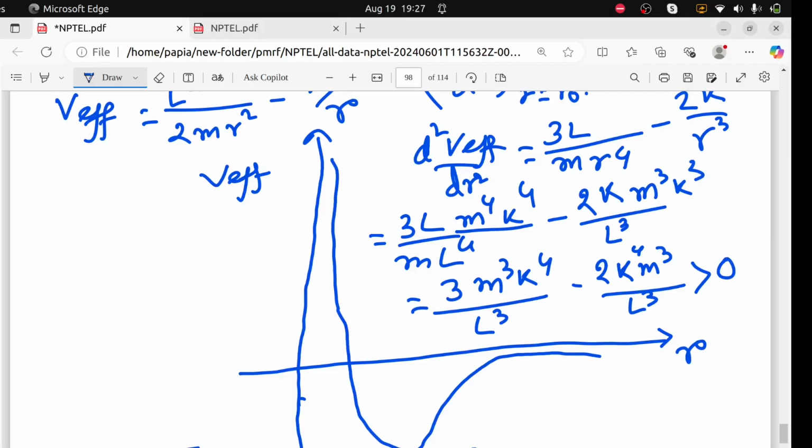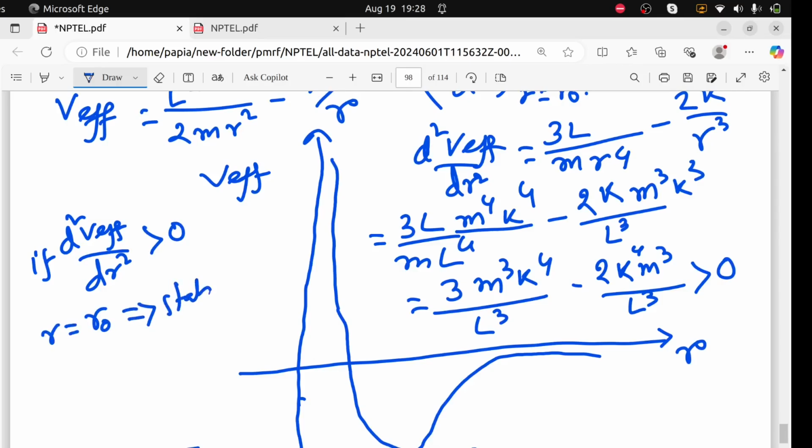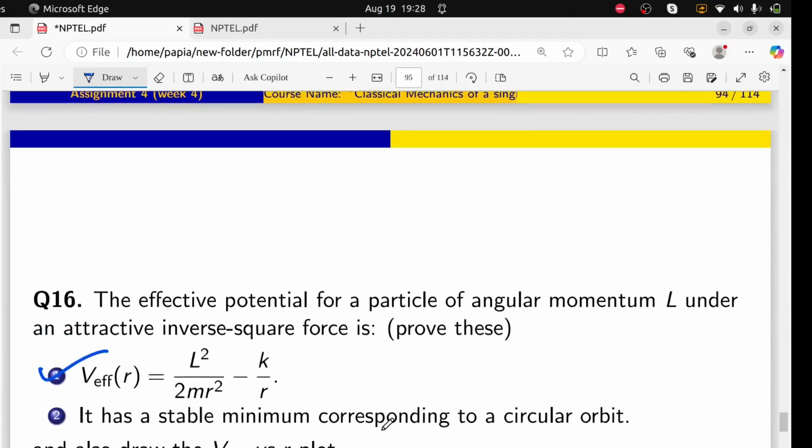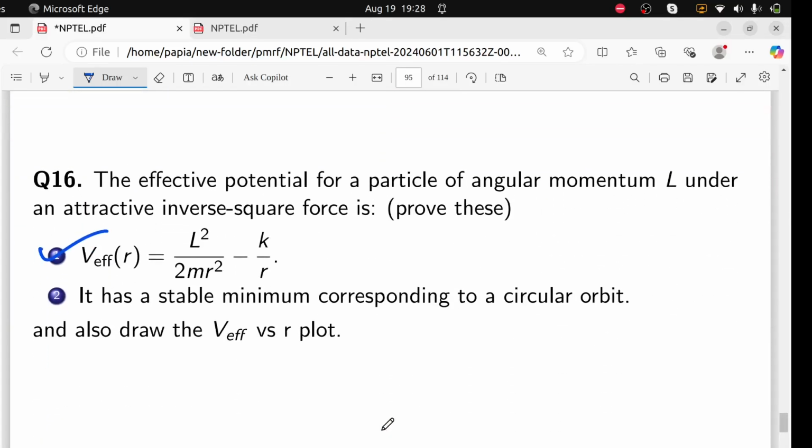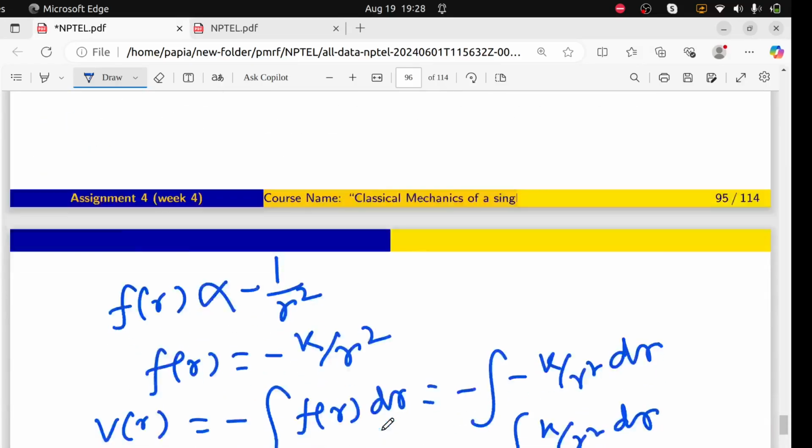So greater than 0 means if d2V effective by dr2 is greater than 0 at r equals to r0, it is a stable minimum. That's what is given in this question as well. So this is also correct. Okay.